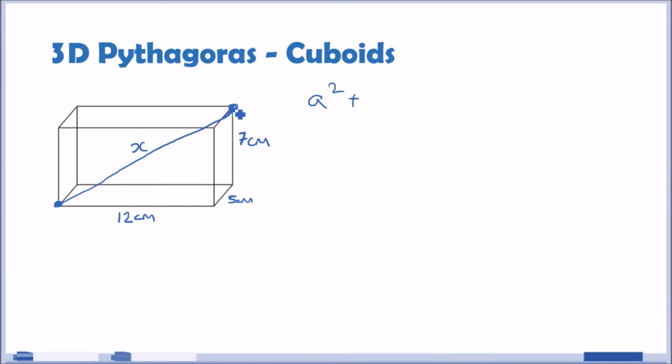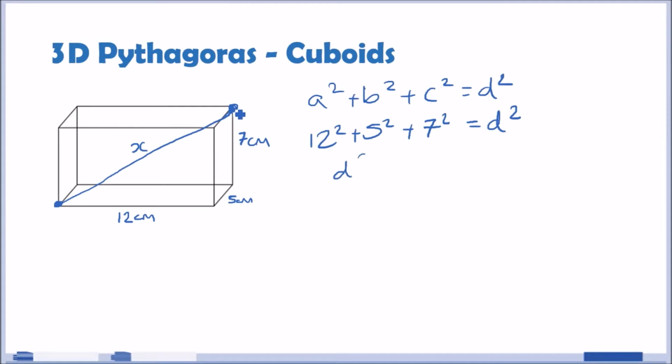So let's write this down. So this would be the general formula to work out its length, where d is the diagonal. So popping in all the values, we're going to have 12 squared plus 5 squared plus 7 squared equals d squared. So multiplying this out, you got 144 plus 25 plus 49 equals, in the calculator, 218. So d squared is 218.